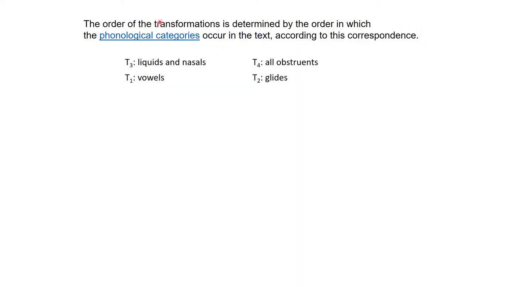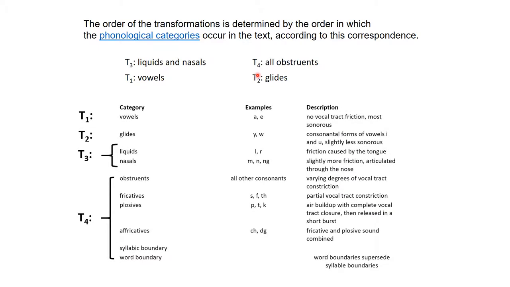So how did we take the order of the transformations? They are determined as follows: if the next letter is a vowel, you have transformation T1. If you have glides, you have T2. If you have liquids and nasals, the transformation is T3. And all other obstruents are taken as T4. If you remember the last table, that is how they were defined. If the next letter is a vowel, you go to T1. Next letter a glide, you go to T2. Liquids and nasals, you go to T3. And all other things are T4.